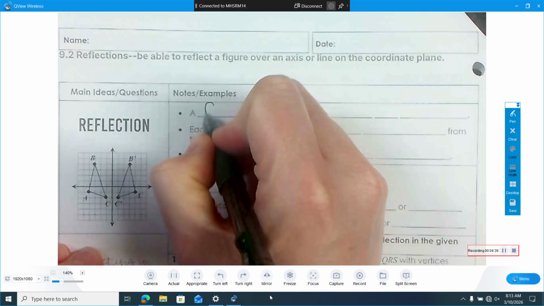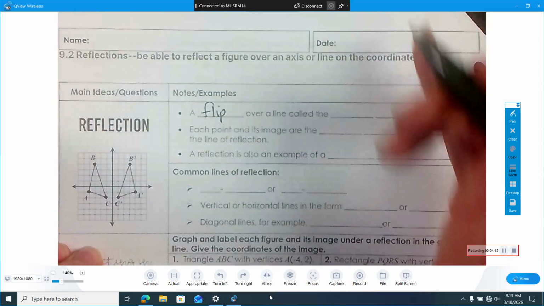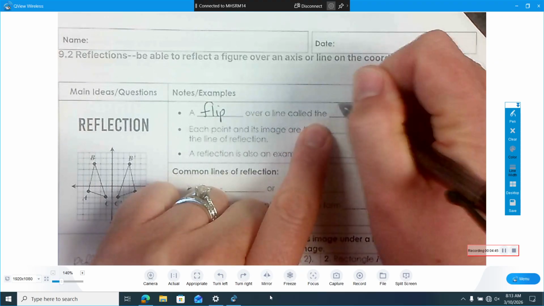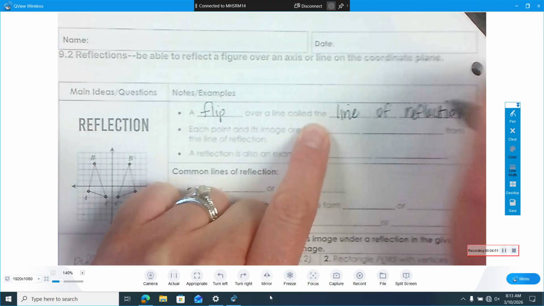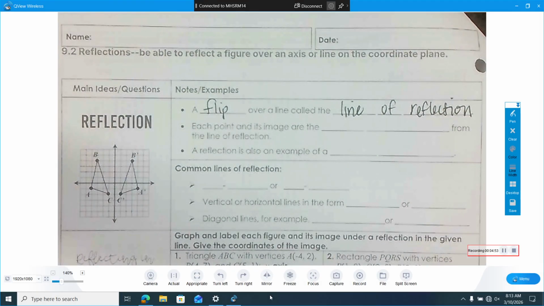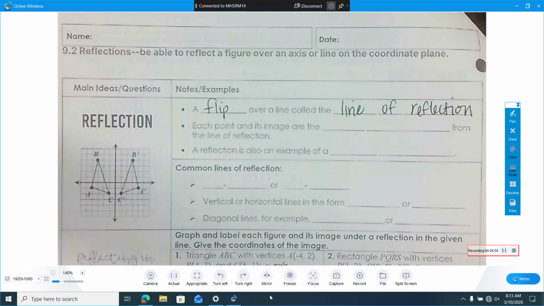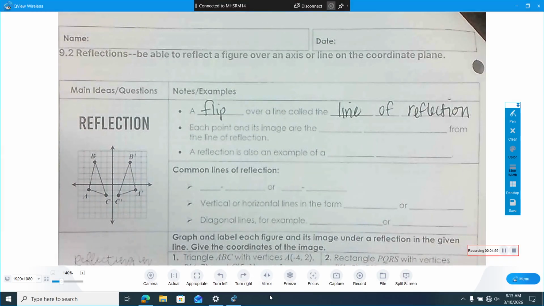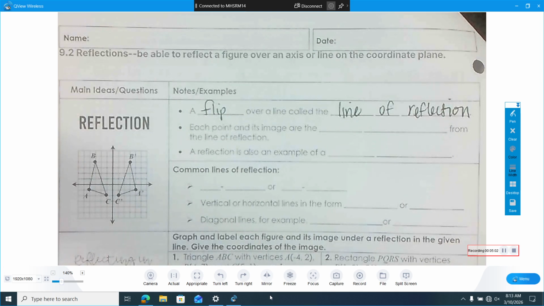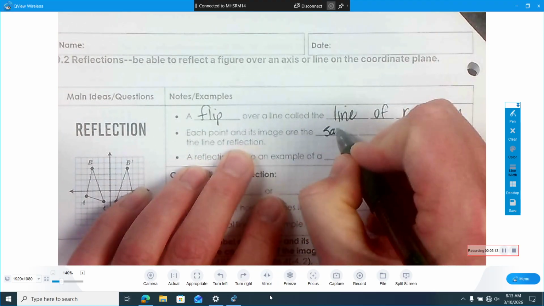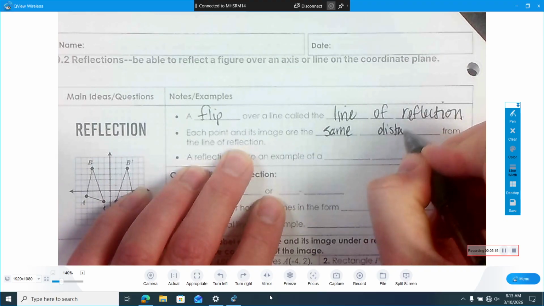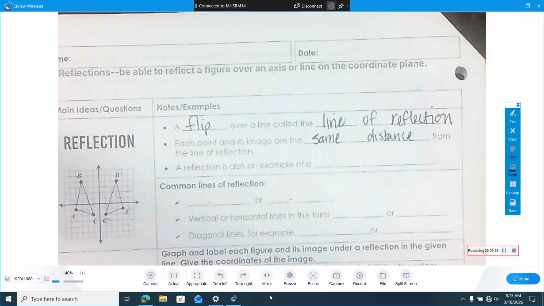A flip over a line is called the line of reflection. It's almost like a mirror. If we place a mirror on the line of reflection, it makes a mirror image when you look at it in that mirror. Each point and its image are the same distance from the line of reflection.